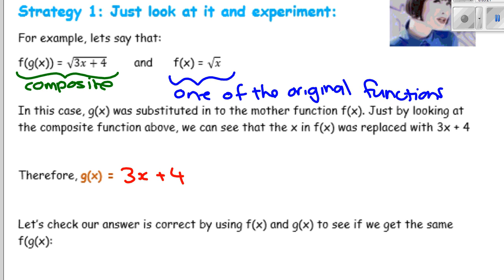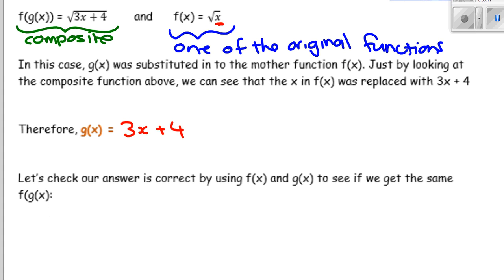So one of the original functions. So we found that g of x was 3x plus 4 just by looking at it. What did you just say? You said you put it as x into the parent function. What got subbed into that? Yeah, exactly. What got subbed into the parent function, like what replaced the x in the parent function to generate the composite, is what we have. That's what we mentally think about when we just do the look at an experiment kind of method.